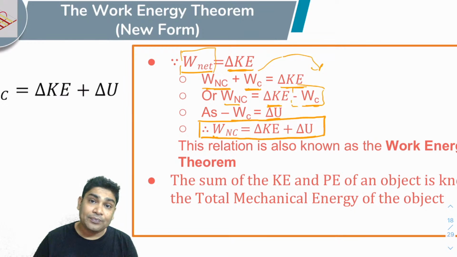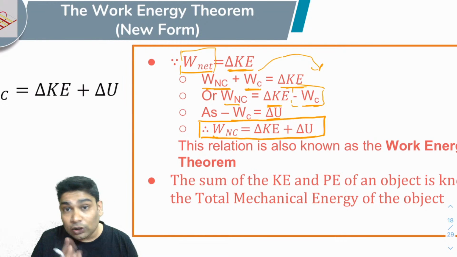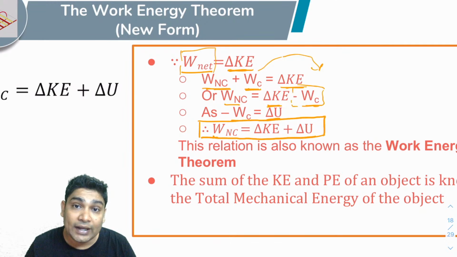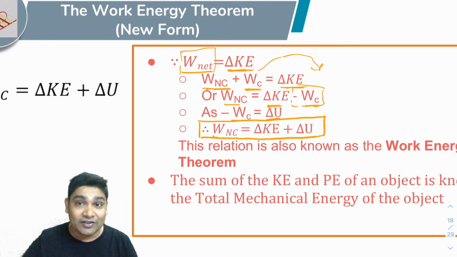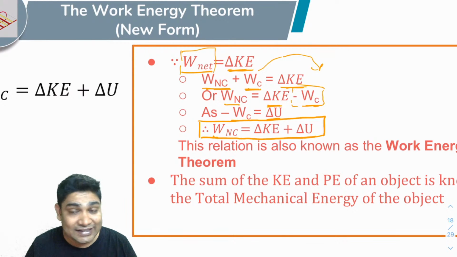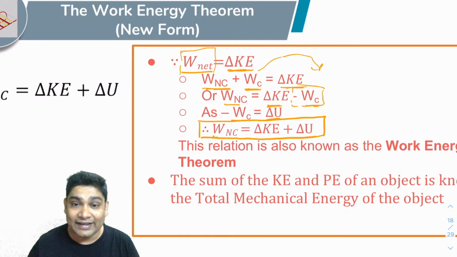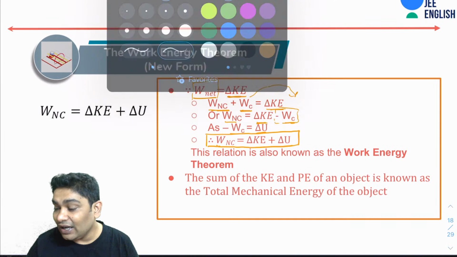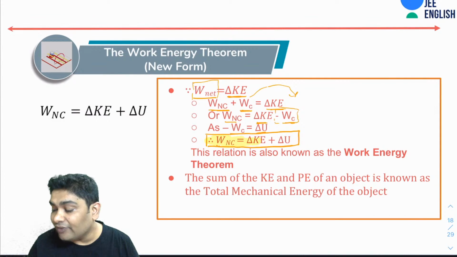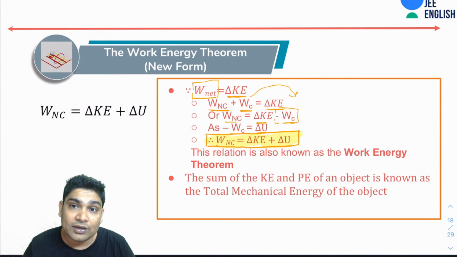So this is my new form of the work energy theorem. It is the same equation. I can either say that the total work done by all the forces acting on a body is equal to the change in the kinetic energy of the body, or I can restate that in a slightly different manner, where I say that work done by all non-conservative forces is equal to the change in kinetic energy plus the change in potential energy. Yes, this is the final form. Again, I'm not doing anything new. I have just replaced the work done by conservative forces by delta U. So it is essentially the same thing, just a new form.